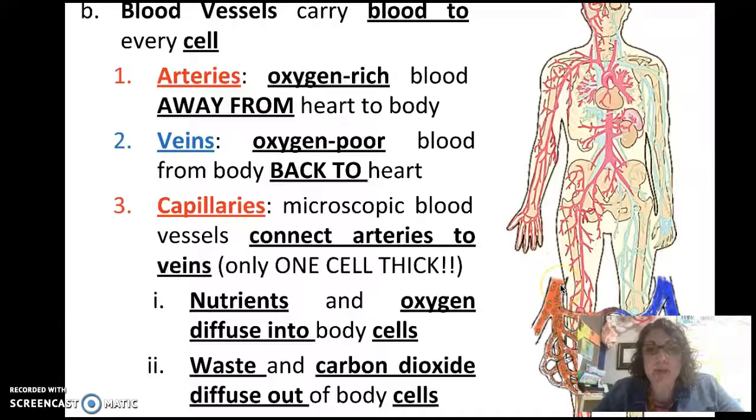Capillaries are microscopic blood vessels that connect arteries to veins. They're only 1 cell thick. So this little blob right here is your capillaries, and they are super, super tiny, only 1 blood cell thick. Nutrients and oxygen diffuse into body cells. Diffuse means it just kind of leaks across. And waste and carbon dioxide leaks out of your cells into the blood.